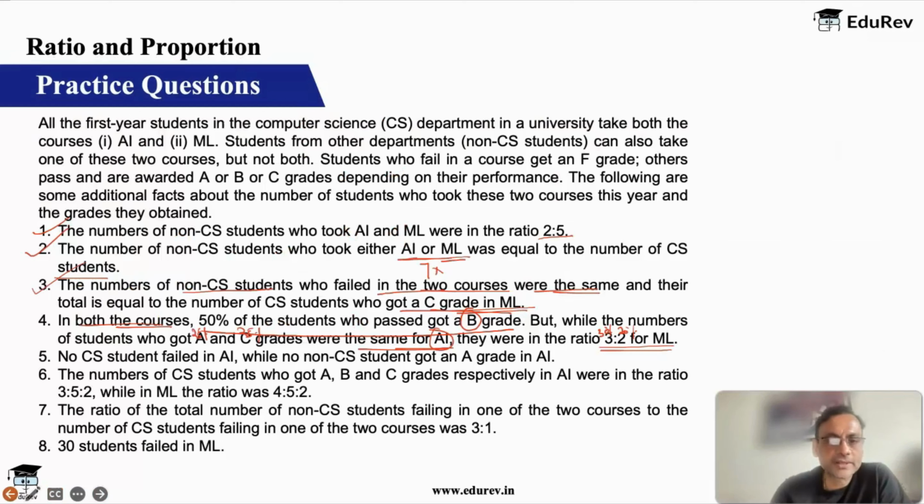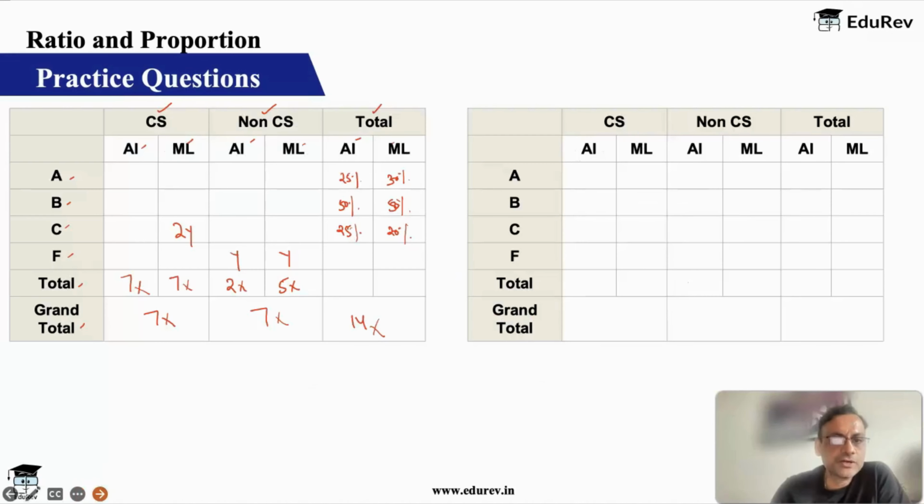Let's go back. So this also we have done. No CS student failed in AI. CS in AI fail is 0.